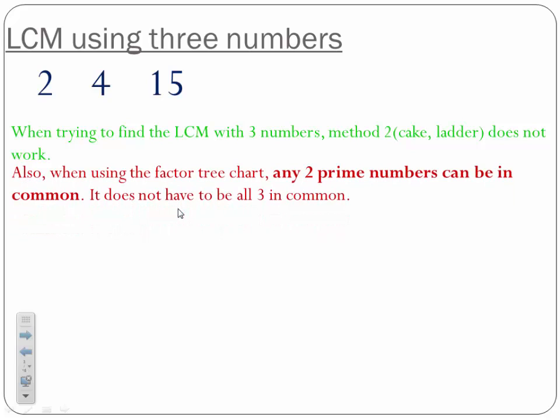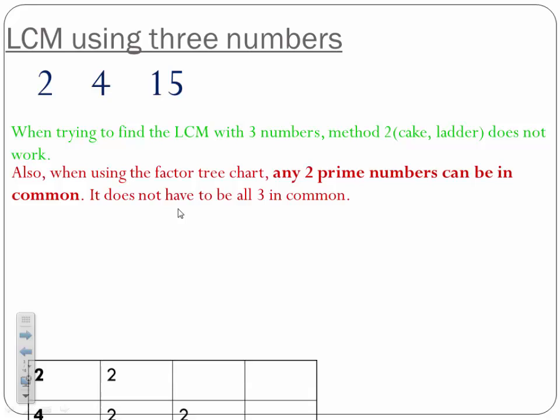When using the factor tree, any two can be in common. So you don't need something in common for all three numbers. We're going to show you an example of that here in just a second. So any two prime numbers can be in common. Remember, you can stop this video at any point to write your stuff down.